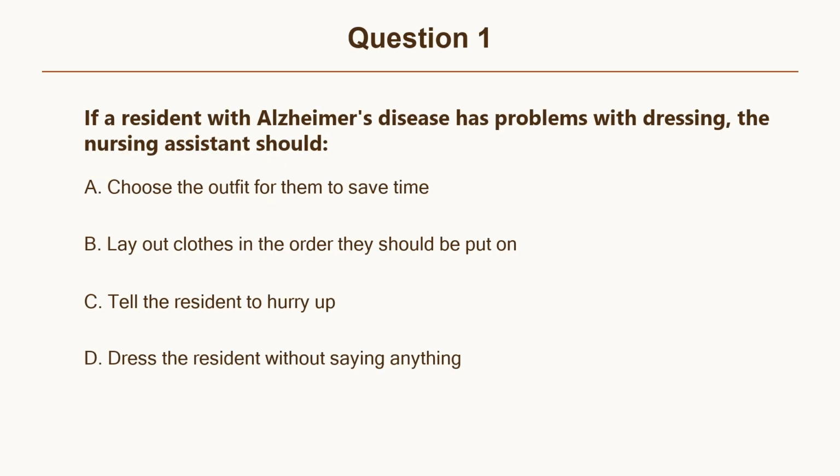Question 1. If a resident with Alzheimer's disease has problems with dressing, the nursing assistant should: Option A. Choose the outfit for them to save time. Option B. Lay out clothes in the order they should be put on. Option C. Tell the resident to hurry up. Option D. Dress the resident without saying anything. The correct answer is option B. Lay out clothes in the order they should be put on.